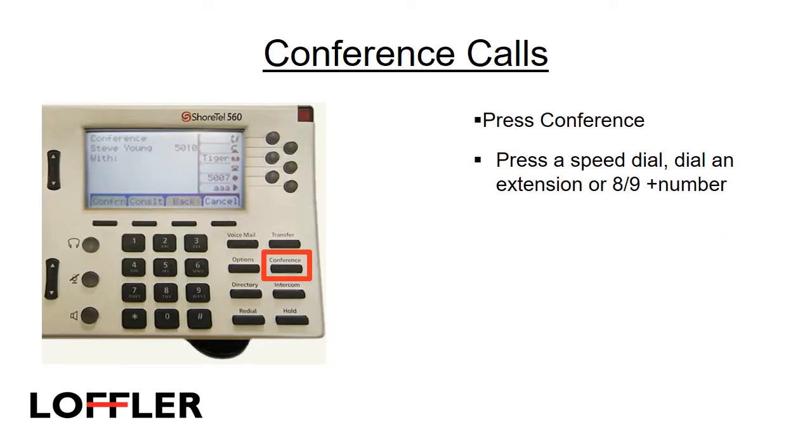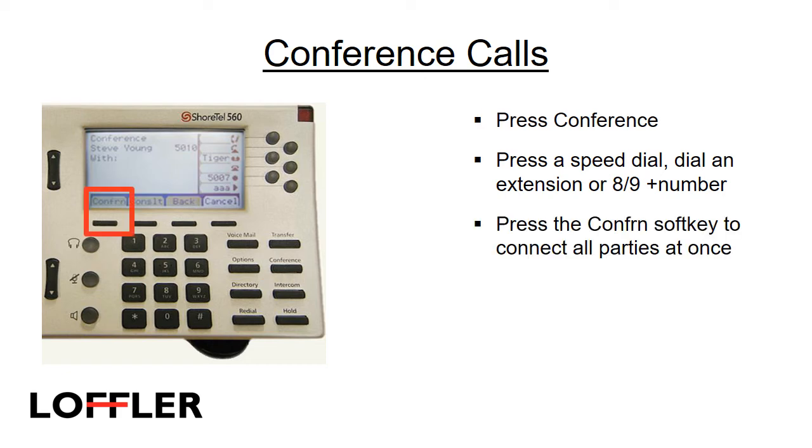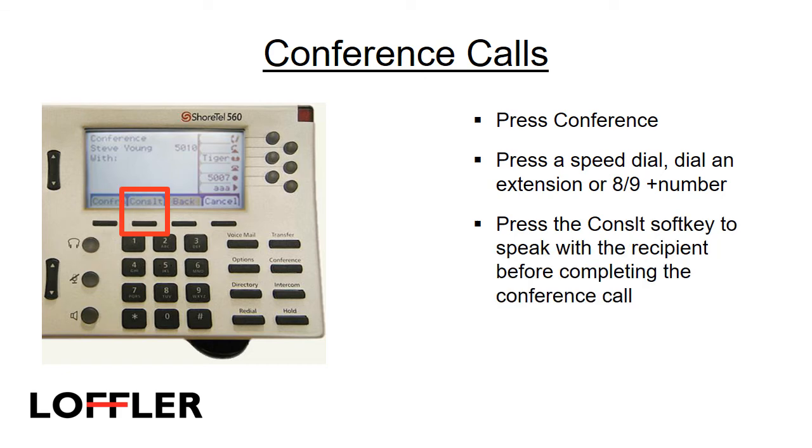To create a conference call, while on a call, press the Conference button. Press a speed dial, dial an extension, or dial the trunk access code 8 or 9, and then the number. Press the Conference soft key to connect all parties at once. Or press the Consult soft key to speak with the recipient before completing the conference call.